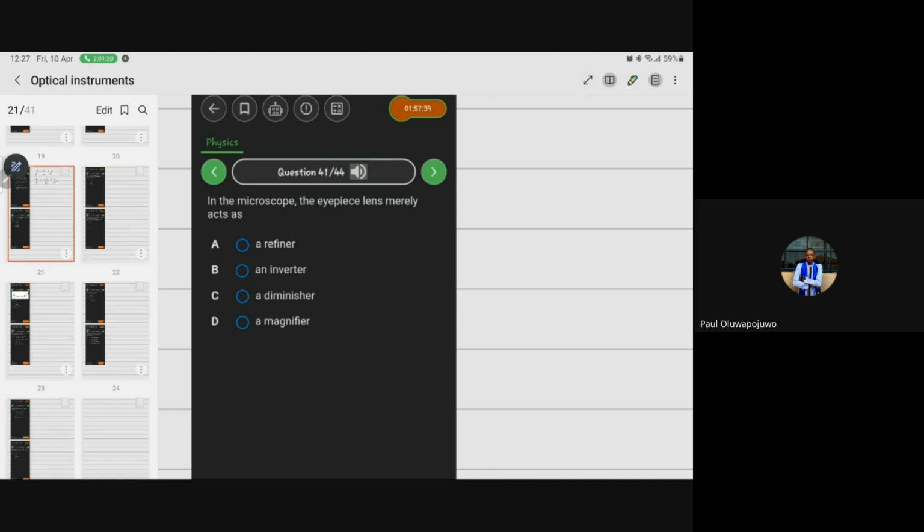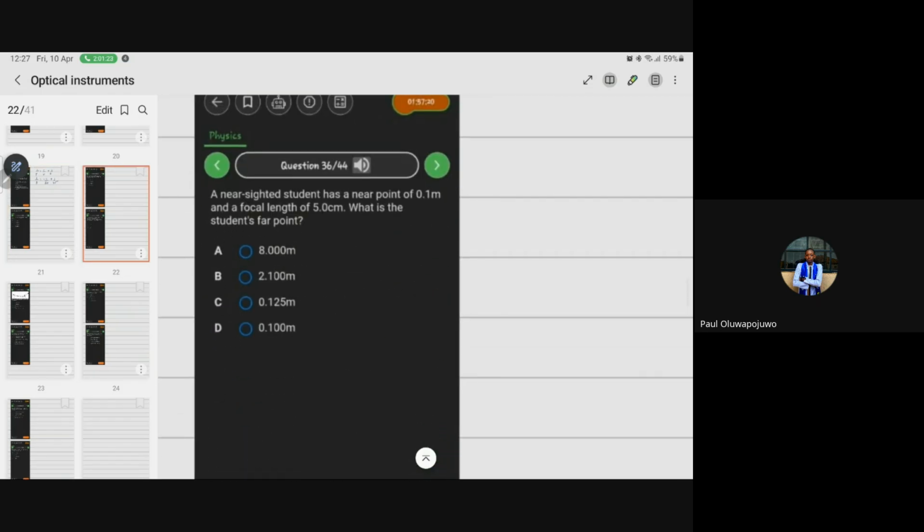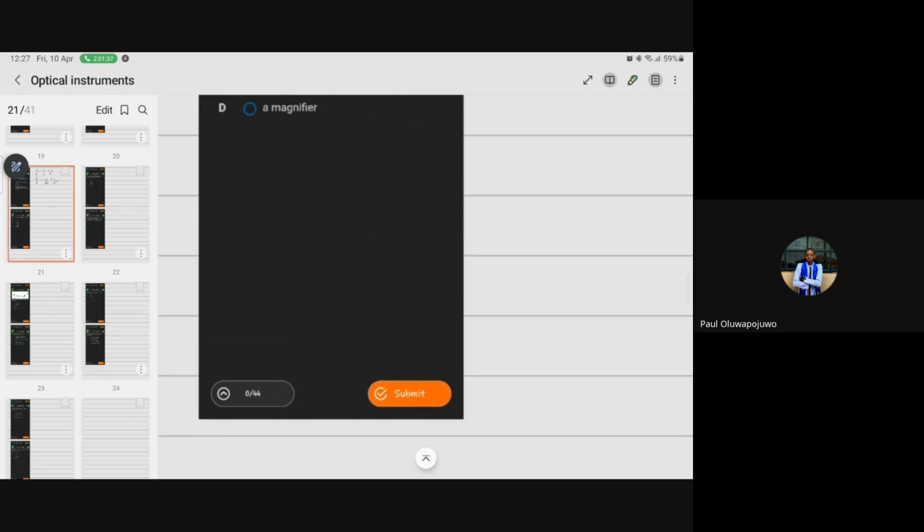So what does the next one say? A nearsighted student has a near point of 0.1 m and a focal length of 5.0 cm. What is the student's far point? So some of you should work that one out from what we did. All right. Sorry, I forgot to mark this one. This is magnifier.